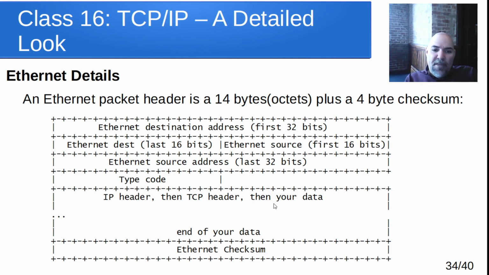And then at the end of the data, which has the IP header, then the TCP header, and then your data, there's this Ethernet checksum, which is a 32-bit or 4-byte checksum. So you'll notice that this is much simpler. It just has the address of where it's going to, where it's coming from, the type code, the data that includes whatever it is from IP first, then TCP, then the data, and then the checksum for all of that.